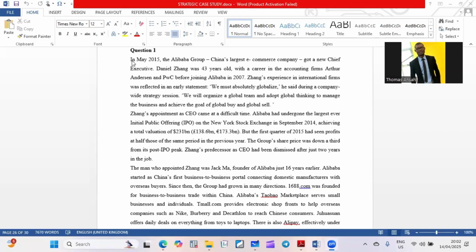Okay, so the question says that in May 2015, the Alibaba Group, so that one, this is a group of companies, all right? China's largest e-commerce company got a new chief executive. So, like I said, the entity in question will help you. So the new executive, Daniel Zhang, was 43 years old with a career in accounting firm Arthur Andersen and PwC before joining Alibaba in 2007.